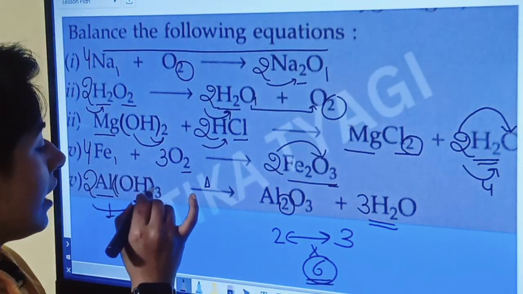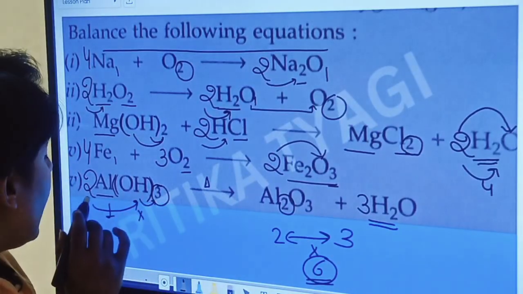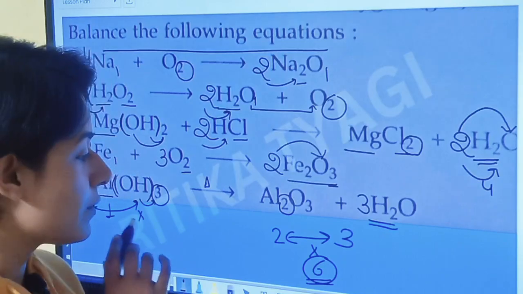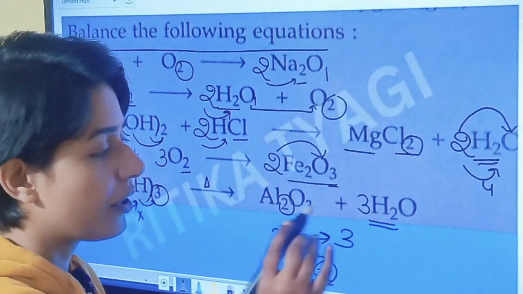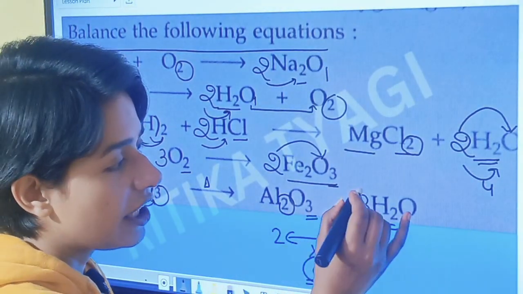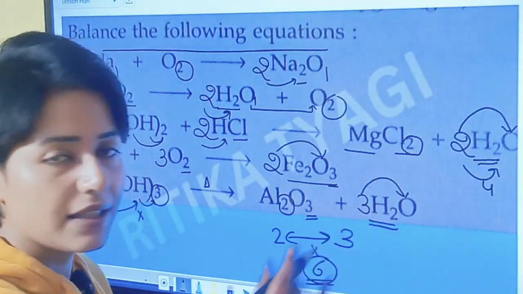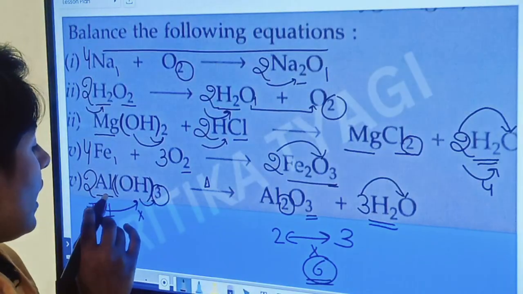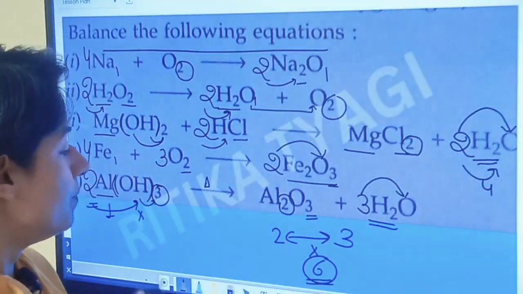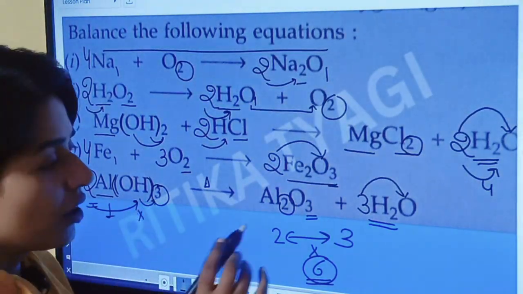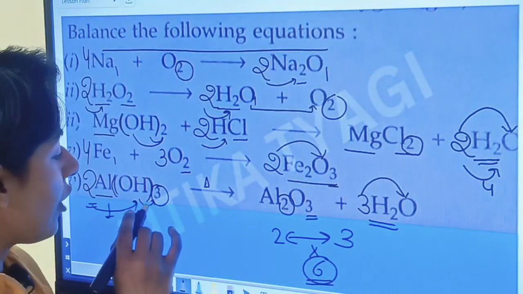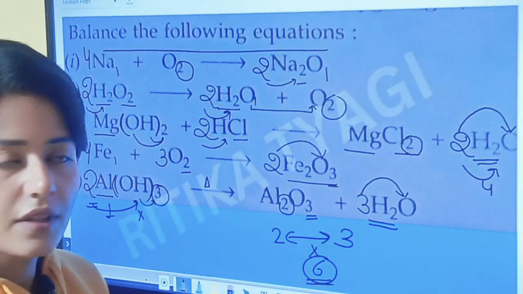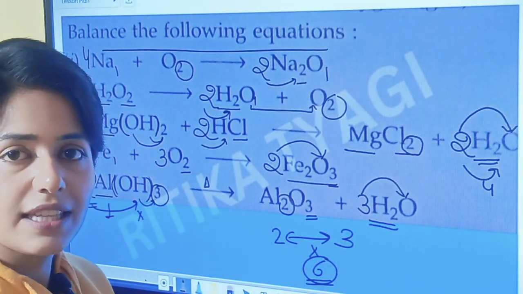Because it is a bracket and outside the bracket is 3, and we have put already 2 and 2, 3 times 2 is 6. So overall 6 oxygen atoms are present on the reactant side. Now on the product side, 3 oxygen here and 3 oxygen here. Overall 3 plus 3 is 6. So it is a balanced chemical equation. Now aluminium 2, aluminium 2, oxygen 6, oxygen 6, hydrogen 6, hydrogen 6. So in this way we can balance an unbalanced chemical equation.